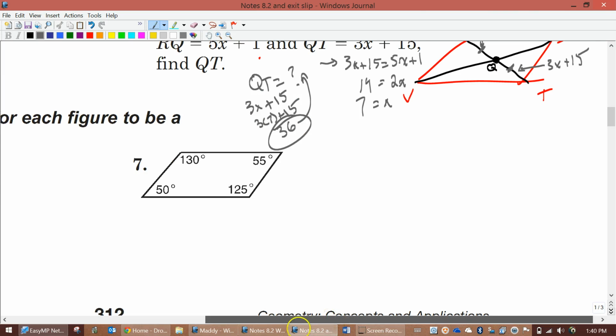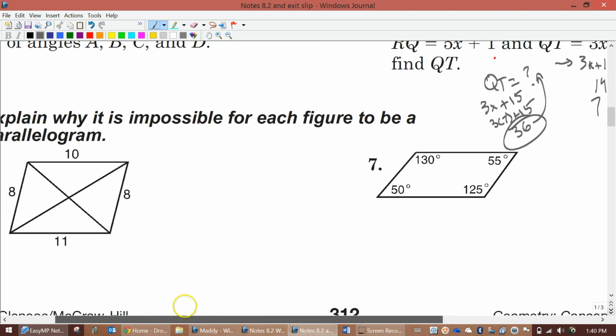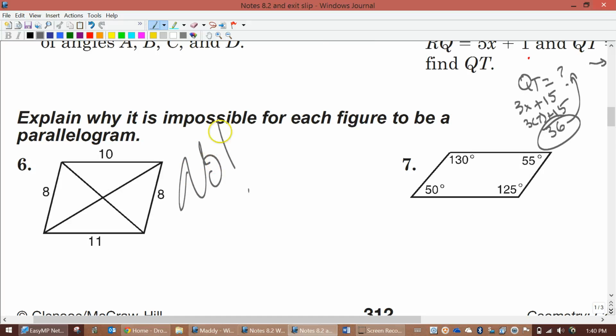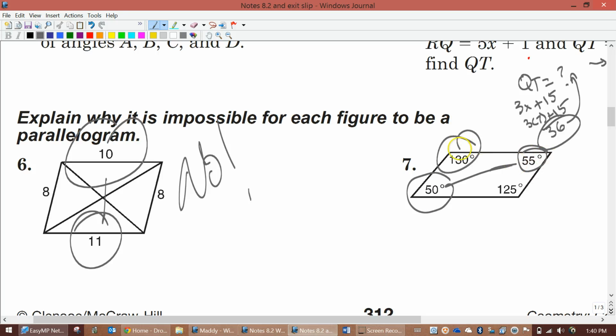Hey, is number 6 a parallelogram? No. Why? 10 and 11 are different measurements, and we're supposed to have opposite sides congruent. How about 7? Is that a parallelogram? No, why not? These are supposed to be congruent, right? True fact. Go to the back, please.